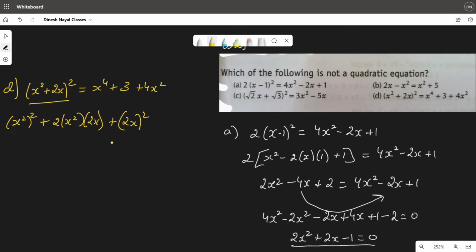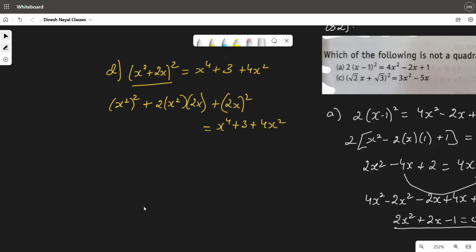So this is equal to x to the power 4 plus 3 plus 4x square. Now see, x square to the power 2 can be written as x to the power 4, plus x square into x, which will be 4x cube, and this will be plus 4x square. And the right side is x to the power 4 plus 3 plus 4x square.